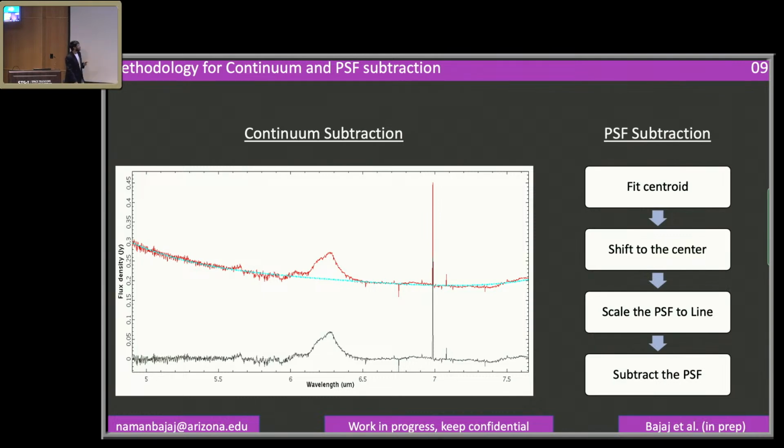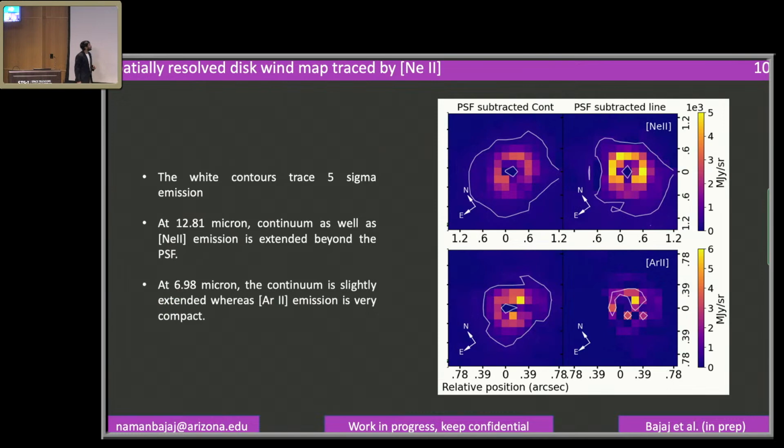So to do the PSF subtraction, we take the PSF, we take these continuum subtracted line maps, and we fit the centroids to both of them. We shift these centroids to the center of the image. We scale the PSF to the line emission, and then subtract the PSF. And this is what we get.